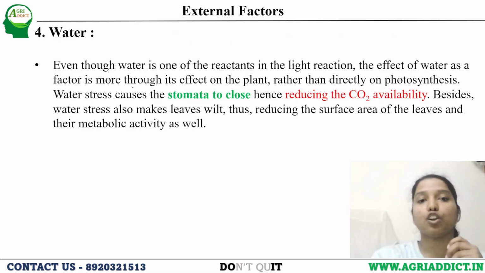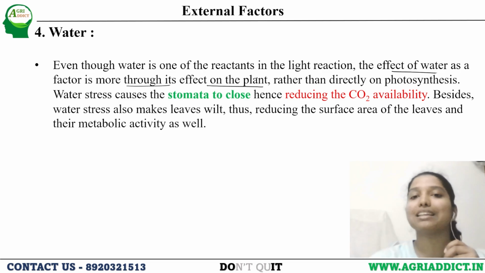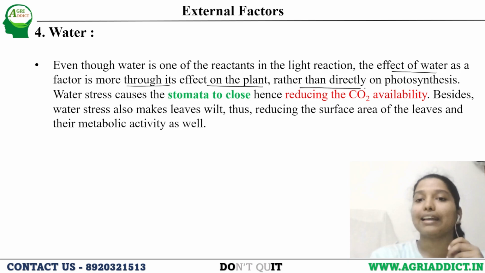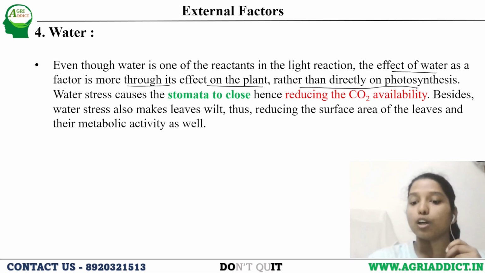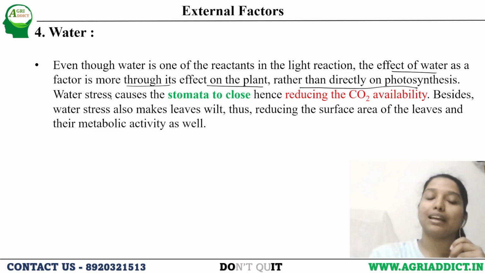Now comes the water. Even though water is one of the reactants in the light reaction, the effect of water as a factor is more through its effect on plants. See, if water is less in the plant, the plant will show wilting rather than directly affecting photosynthesis. So photosynthesis will be affected later on. First, the plant will show wilting, and the movement of nutrients and water will not be there. Okay, so the stomata will get closed. So it is having an indirect effect on photosynthesis.